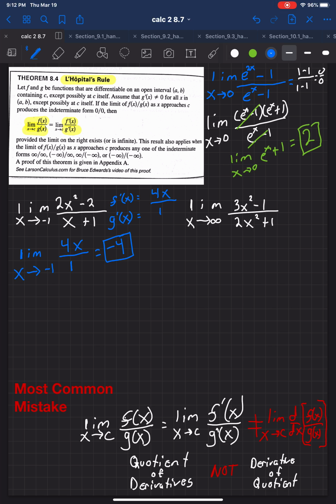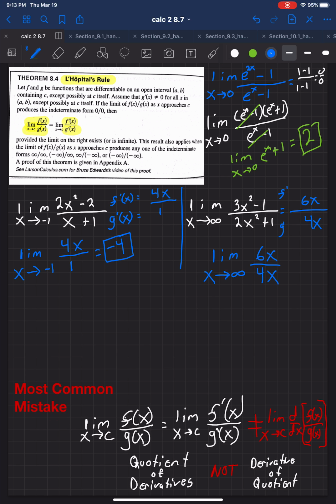So let's try this L'Hopital's rule on the other problem. So again, let's go ahead and take the derivative of the numerator. f prime is going to go on top, g prime is going to go on the bottom. So the derivative of 3x squared minus 1 is just 6 times x. And the derivative of 2x squared plus 1 is just 4x. So we're now going to rewrite this problem as the limit as x goes to infinity of 6x over 4x.